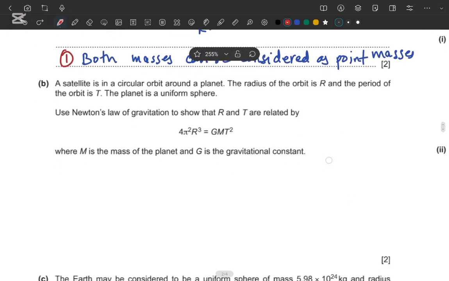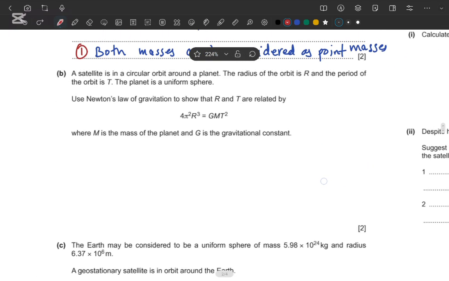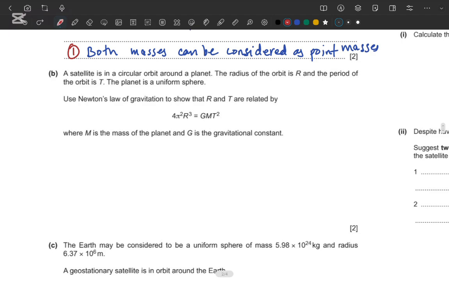Okay, so then it says a satellite is in a circular orbit around a planet. The radius of the orbit is r, and the period of the orbit is T. The planet is a uniform sphere. Use Newton's law of gravitation to show that r and T are related by the following. It's a pretty standard question. That's why we only have 2 marks available for this. We know the centripetal force is the gravitational force.